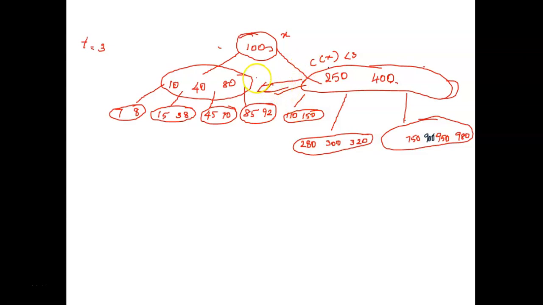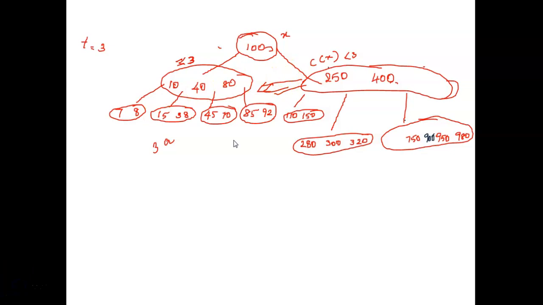So when I try to combine, I find whether this is less than 3, but it is not less than 3. It is equal to 3. So what should be done? So I have to look into the option of 3a, where I have an immediate sibling with at least t keys. So what I should do? I should be taking one node from this place and redistribute it into this place. Okay.